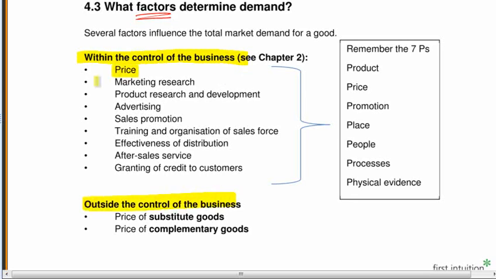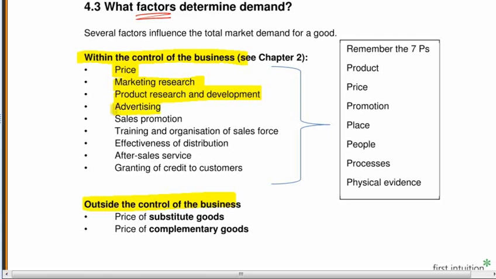So obviously price. Price is within the control of the business, and that's a key determinant of demand, isn't it? Market research. Have you done your market research properly? Have you designed the best product possible? That will influence the level of demand. Okay, product research and development. Again, sort of similar thing from the other angle. Have we developed the thing which the market demands?